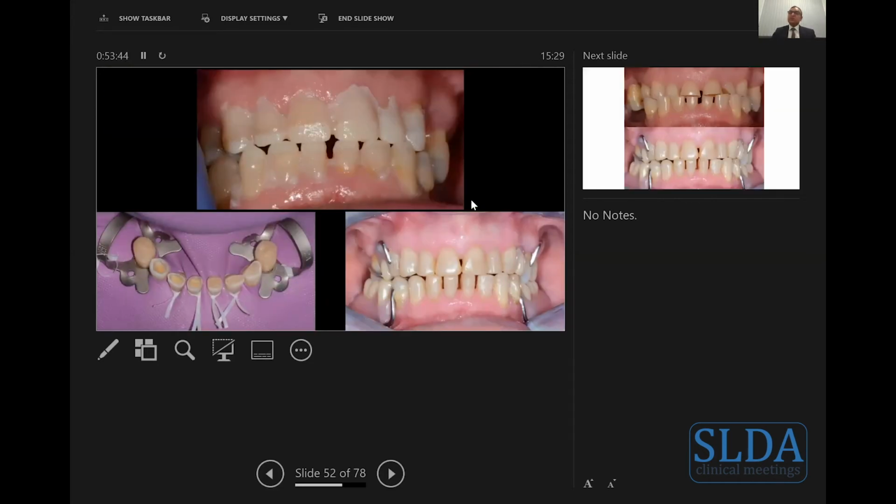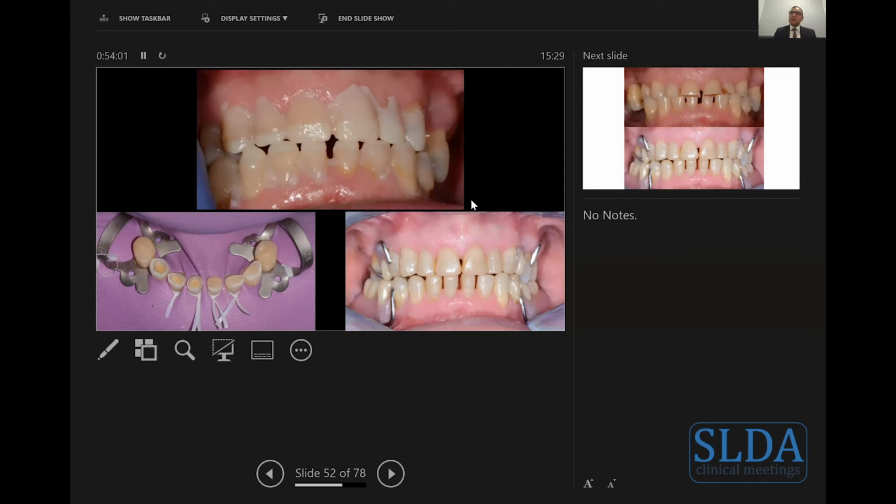So here what the student has done is made some maxillary and mandibular impressions, articulated them, made a diagnostic wax-up, and in this case, for educating the patient, to show the patient, to get the informed consent of the patient.